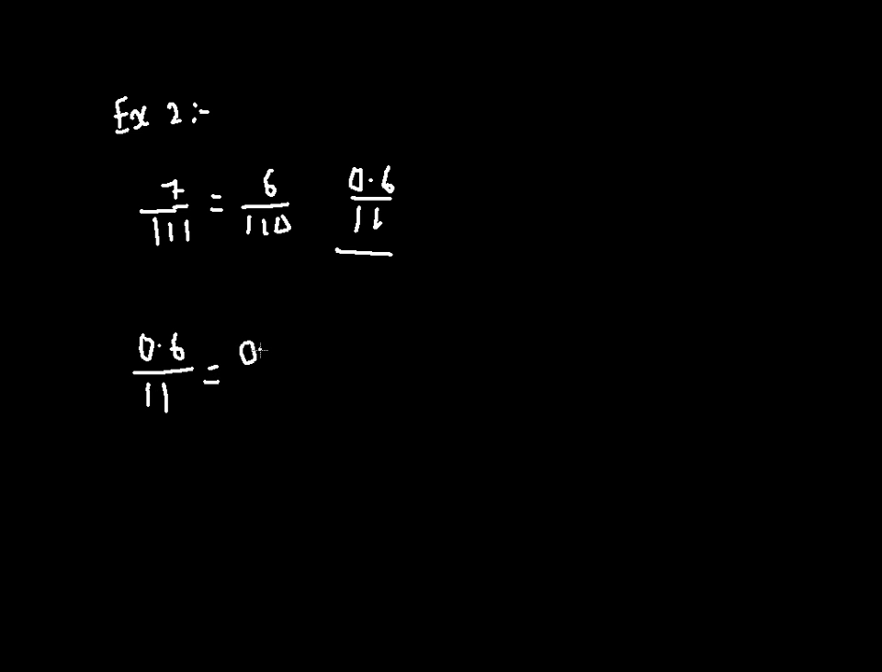So our example 2, 7 by 111. First step, subtract 1 both from numerator as well as denominator. Step 2, take 0 from denominator by writing it as 0.6 by 11. Now this is our required fraction, and we will carry out step by step division as follows. 0.6 by 11 equals 0. So 6 by 11 is our fraction now.